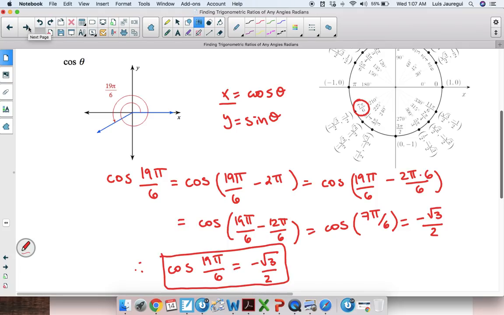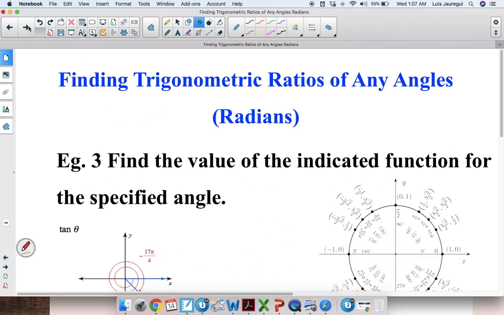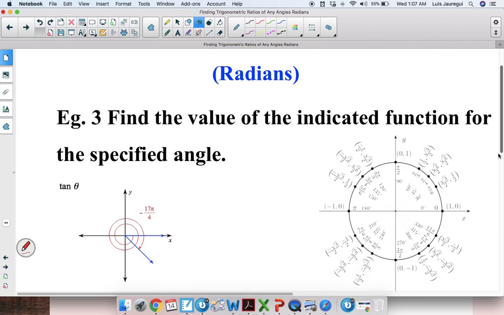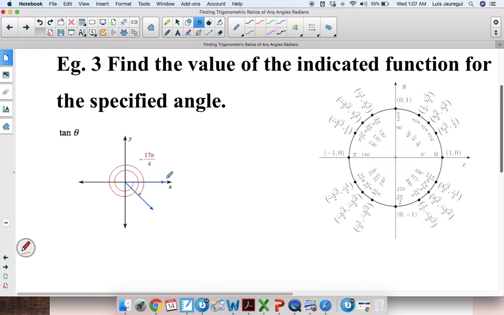Now let's do one more example. Example 3. Find the value of the indicated function for the specified angle. In this case, we're looking for tangent of theta, where theta happens to be negative 17 pi over 4. However, notice that negative 17 pi over 4 is not an angle here. So what we're going to do is write down the basics. So we're going to substitute in the value. So we have tangent of negative 17 pi over 4 is equal to, let's find an angle on the unit circle that happens to be coterminal with this one.